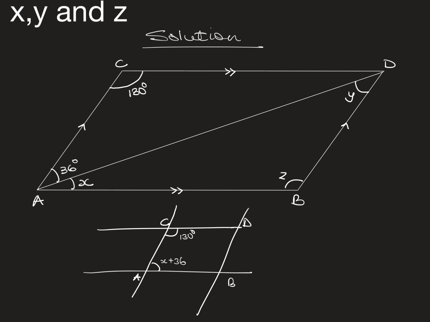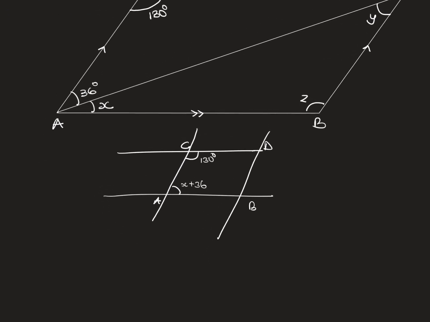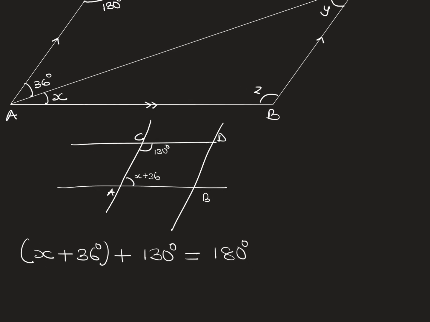What I want you to understand is, when you have two parallel lines, and then there is a transversal, if these two angles are on the same side of the transversal, if this is the transversal, they are both on the right of the transversal and they are interior angles. When you add them together, they should give you 180 degrees. Okay? So what are we going to say? We can say x plus 36 degrees plus 130 degrees is equal to 180 degrees. Why? Because they are co-interior angles.